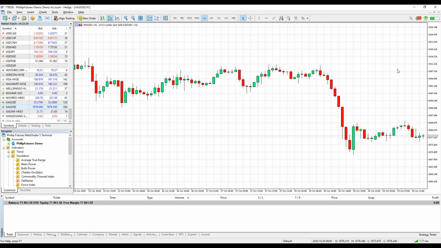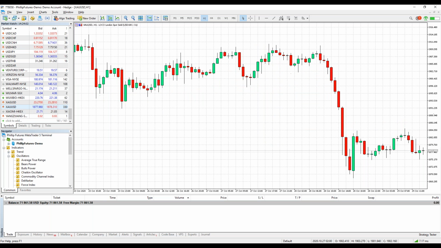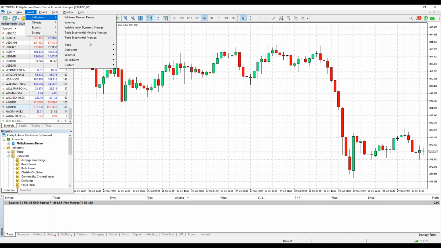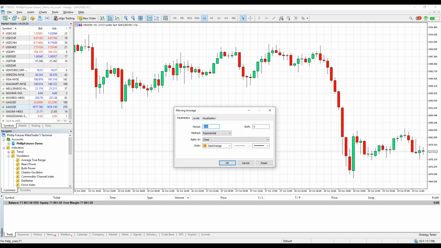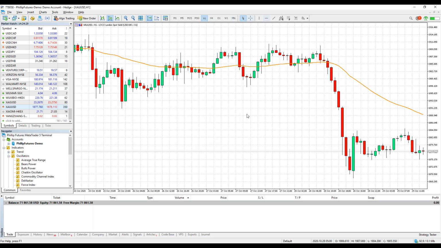Okay, so this one is how you can customize your chart accordingly. Indicators wise, of course, this platform supports many indicators. If you are looking for the common indicators such as a moving average, it can be added over here under insert indicators. So moving average, of course, is to determine the trend. Popular moving averages are like the 50 moving average, and then usually we look at EMA, exponential moving average. So if you click on OK, then you get to see this 50 EMA on the chart.